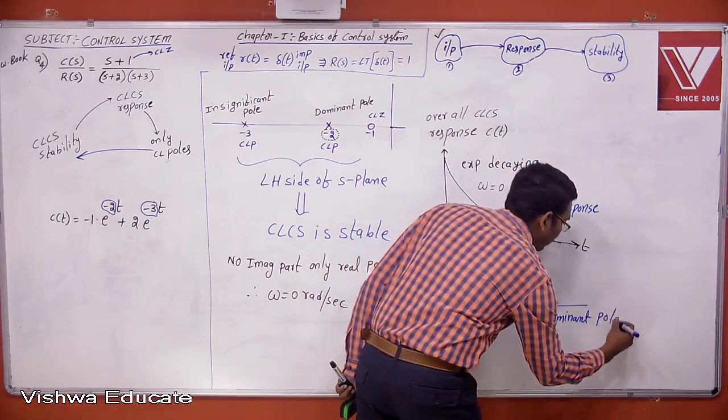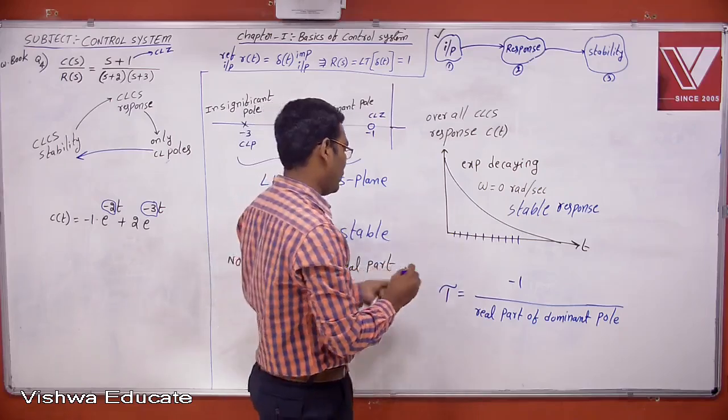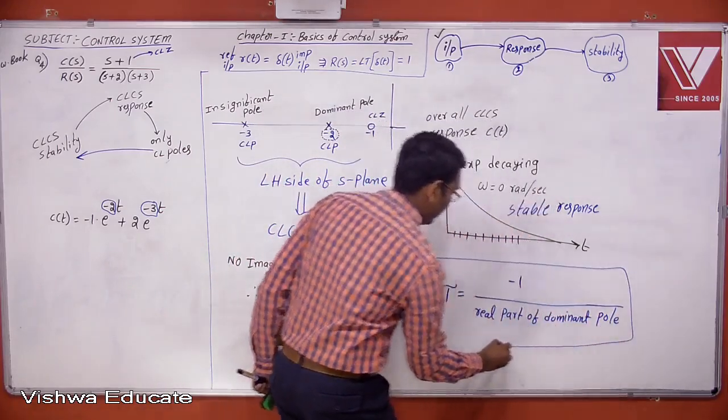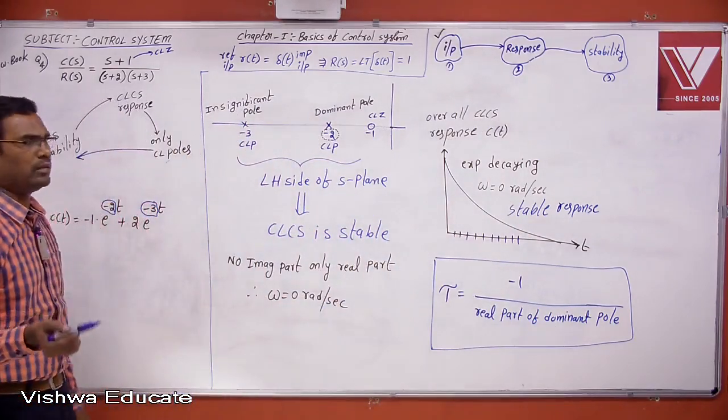Real part of dominant pole. This is the standard formula for any number of poles. This is the time constant, the negative of the reciprocal of the real part of the dominant pole, for anything: 1 pole or 2 poles or 3 poles or anything.